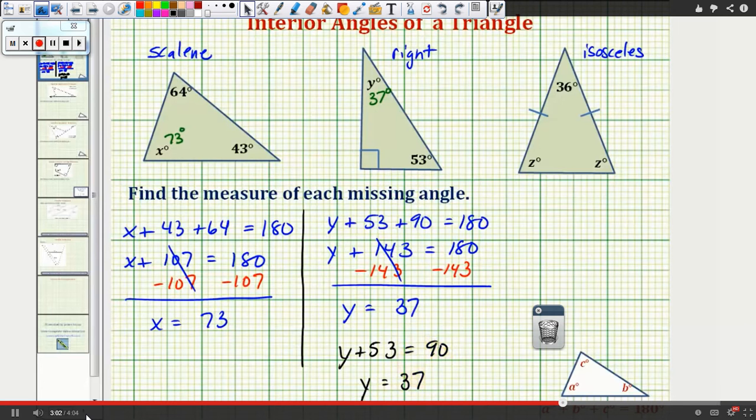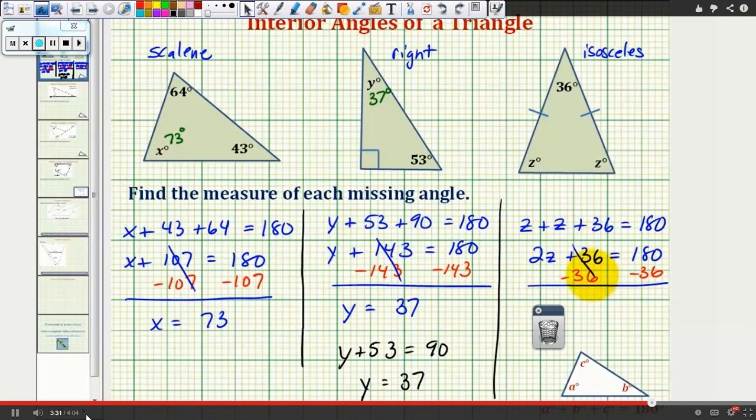And then finally, for our isosceles triangle, our equation would be z plus z plus 36 equals 180. z plus z would be 2z. So here we have a two-step equation to solve. We'd first subtract 36 on both sides. This would give us 2z equals 144.